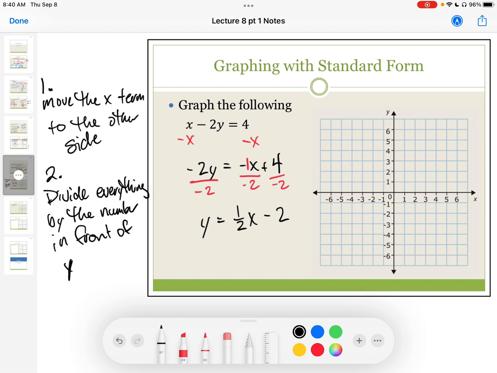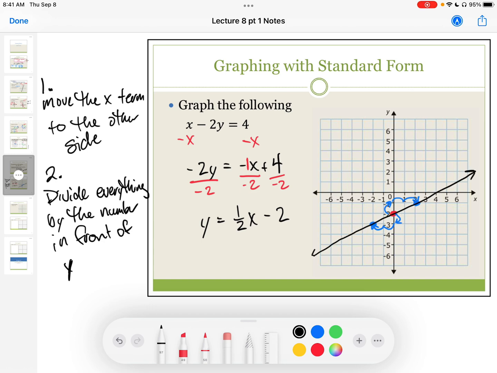Okay, now I just need to graph this thing. So my y-intercept is at negative 2. Marking up negative 2 down here. Okay, I've got a slope of 1/2. So that means that I can go up 1, because that's positive, and I can go to the right 2 spots. I could also go down 1 and to the left 2 spots. Either way you want to do that would work for these lines here.